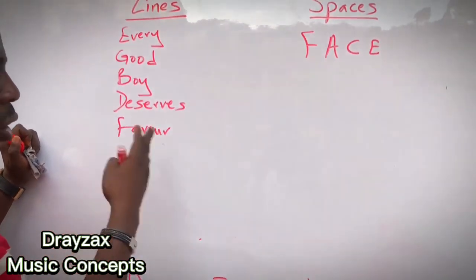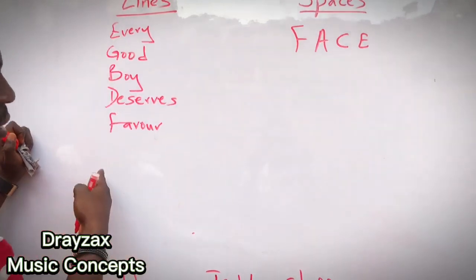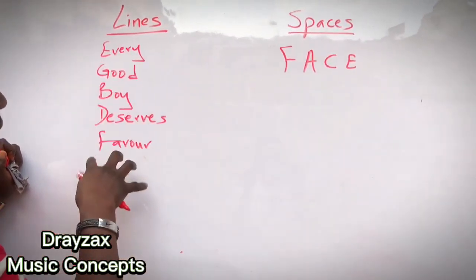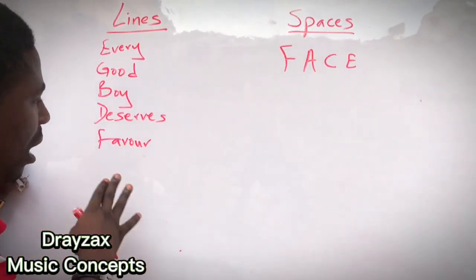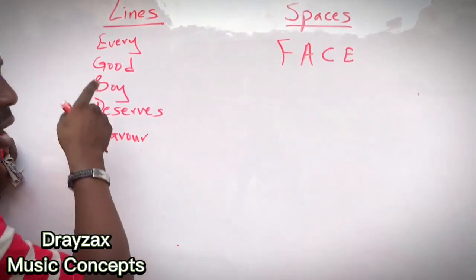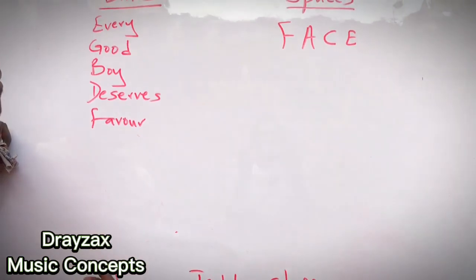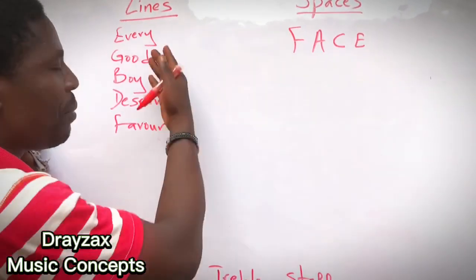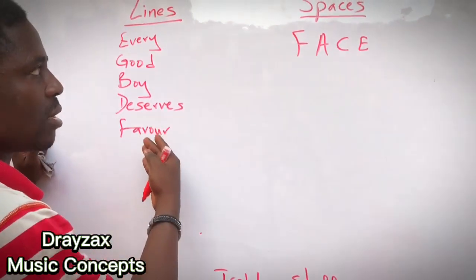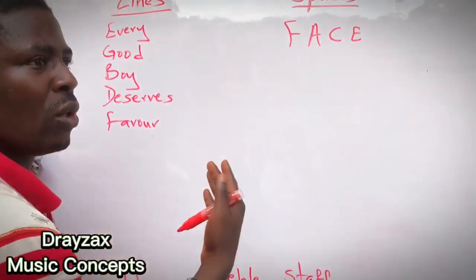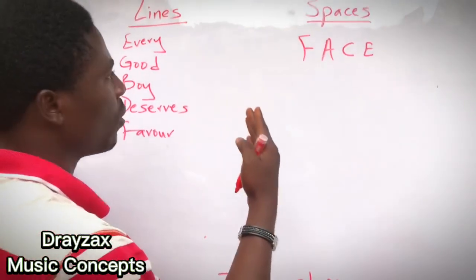EGBDF. All you just need are the first letters. The first letters, not every good boy that wants to drink fun, that deserves a favor. All you just need is the first letter. I gave you this sentence to help you remember the alphabet for the lines. This will help you remember what? The alphabet for the lines. And this will also help you to remember the alphabet for the spaces.